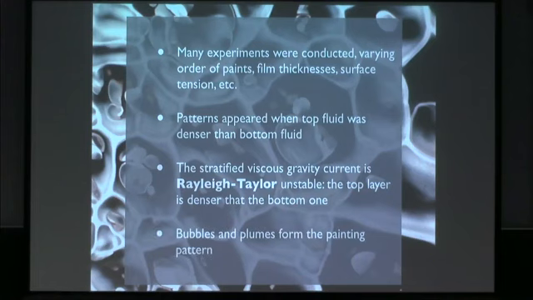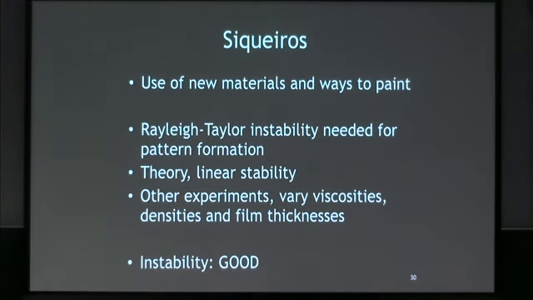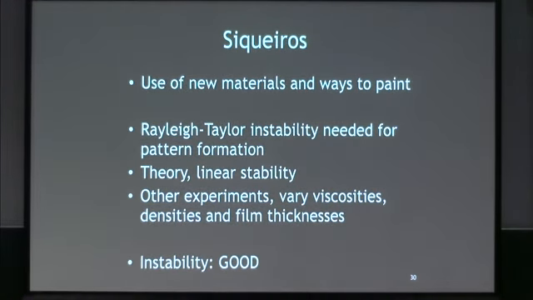And again, what you see from these paintings is the emergence of the black paint being pushed upwards and the white paint being moved downwards, which in the literature of Rayleigh-Taylor instability they call bubbles and plumes. Okay? So for Siqueiros, the key element was to abandon the way painters usually paint.